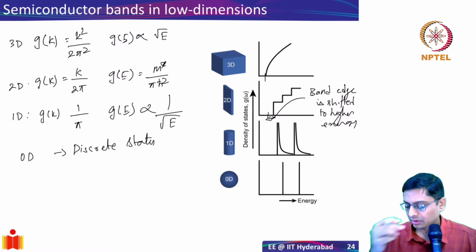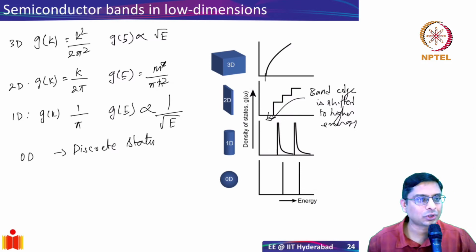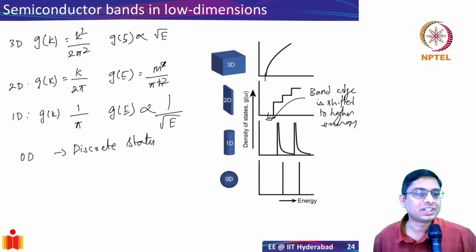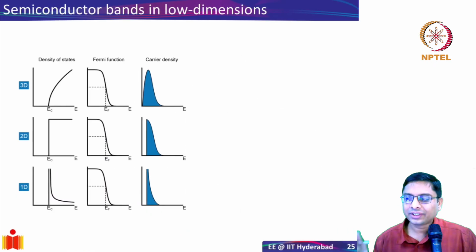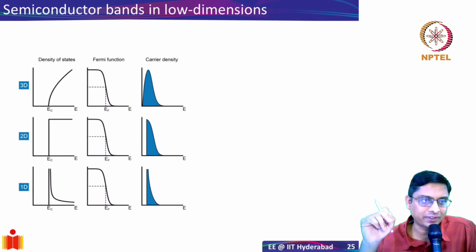Okay, this is the structure. So the density of states changes, and this is going to influence how the electrons are going to occupy the energy levels in the semiconductor. That's why it's very, very important. And because of that, there is one very interesting effect that comes in, because of the way the density of states are different.